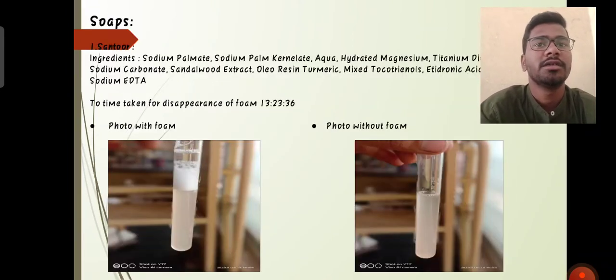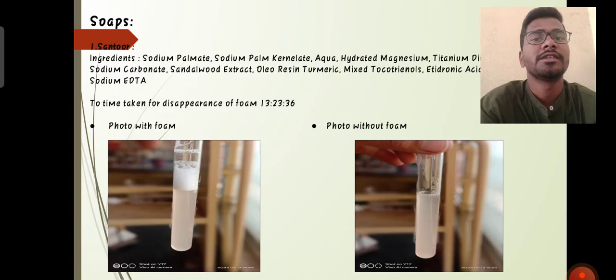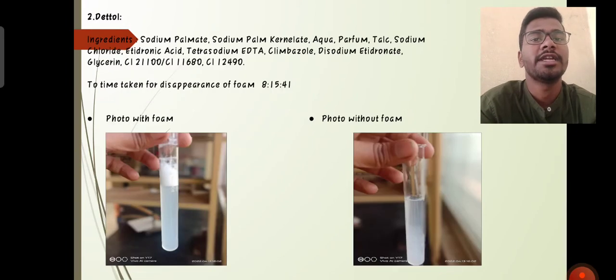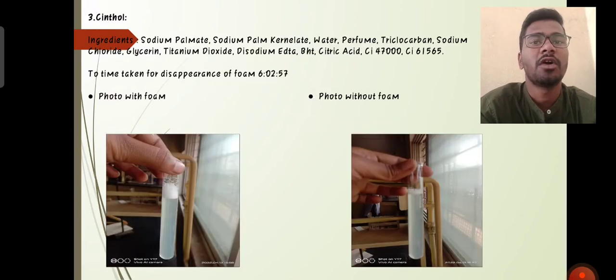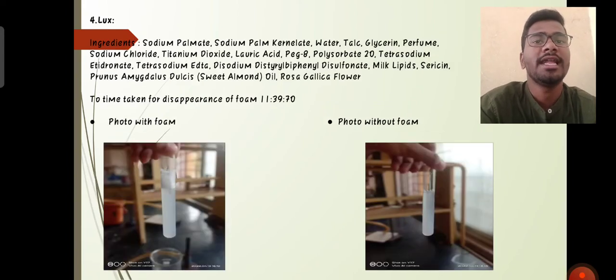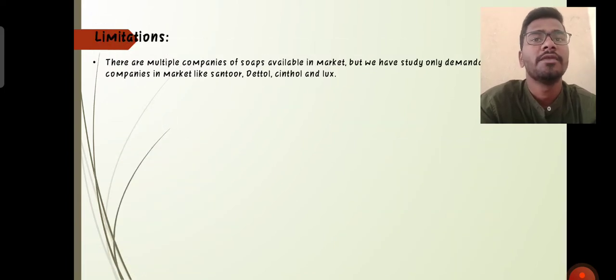Then there are 4 samples of soaps. First of all, Santoor. The time taken for disappearance of foam is 13 minutes 23 seconds. Second, Dettol. The time taken for disappearance of foam is 8 minutes 15 seconds. Then the third one is Synthol. The time taken for disappearance of foam for Synthol is 6 minutes 2 seconds. Then the fourth and last one is Lux soap. The time taken for disappearance of foam is 11 minutes 39 seconds. These are the 4 samples of soap we have taken.